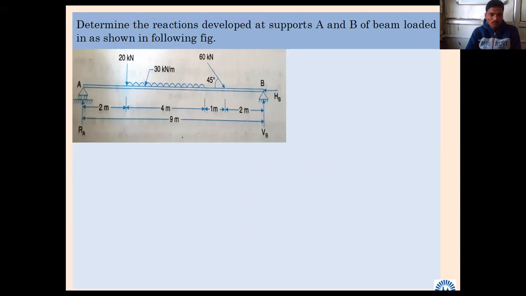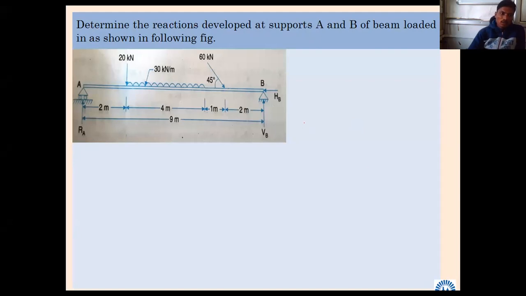Who will read? Why are students leaving in between? Roll number 62. Determine the reactions developed at supports A and B of the beam loaded as shown in the following figure. Okay. Very simple.